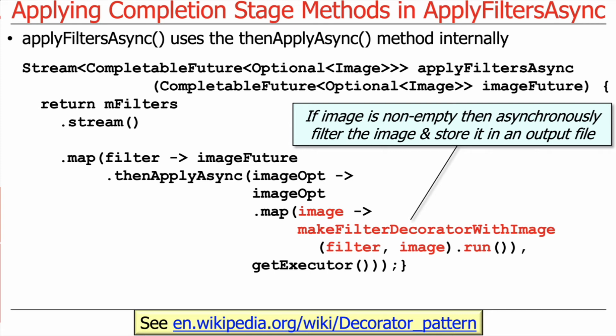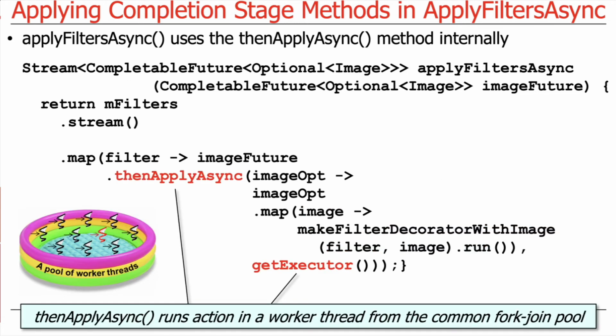That's actually very cool in its own right. It's basically an application of the Gang of Four decorator pattern, but we're focusing on concurrency here, not decorator patterns. So if you're curious, you can look at the code. It's really cool, but don't worry about that right now. So we're basically going to filter and store the image. And this is all going to get run in the context of a worker thread in the common fork join pool, which we get from the getExecutor factory method, which is part of our little framework. And then thenApplyAsync is going to use that pool to run the computation.